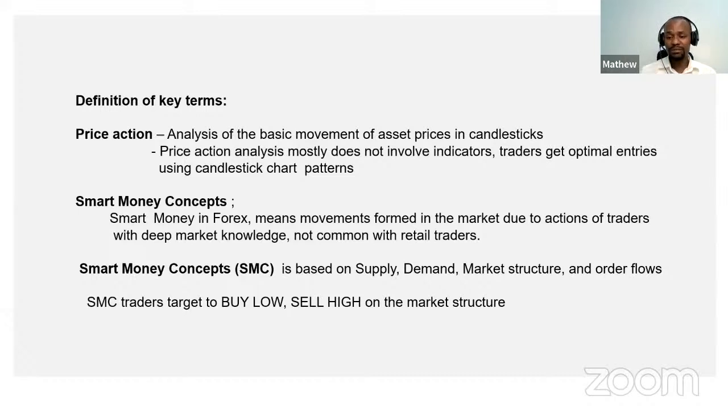I'll just give two examples here on the charts, and that will give us the idea of what we're supposed to be looking at.